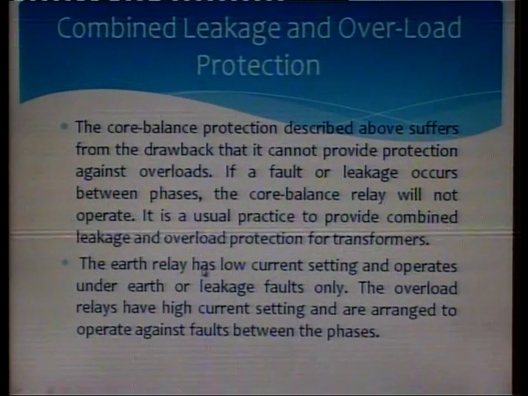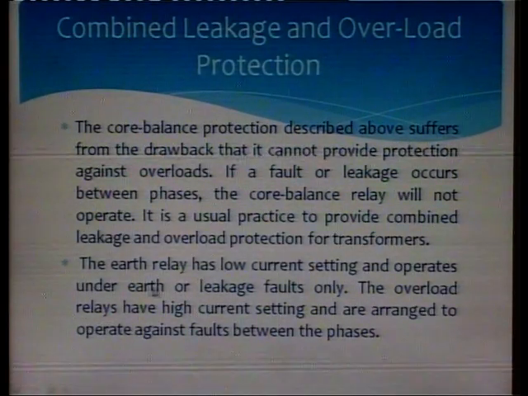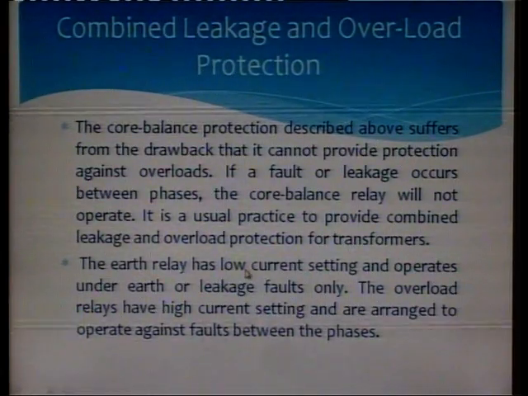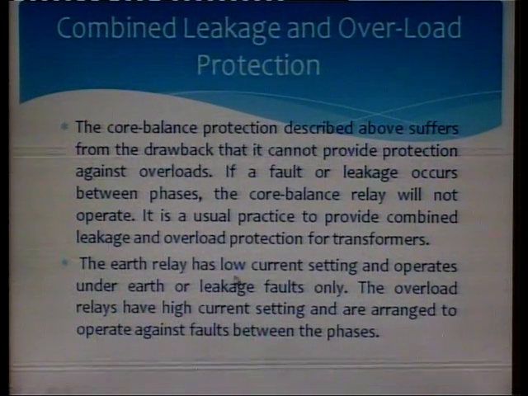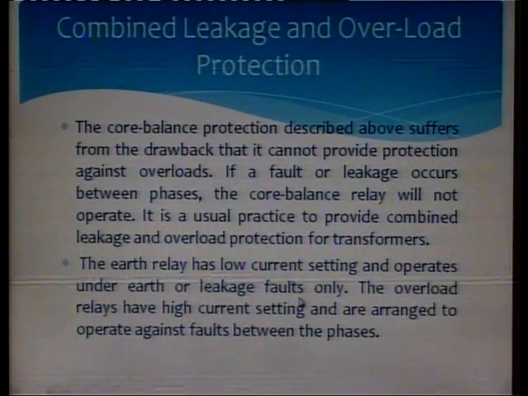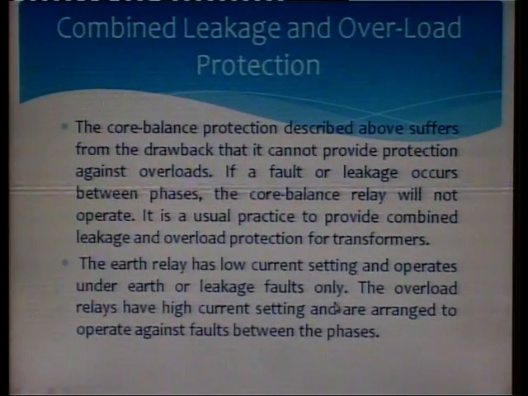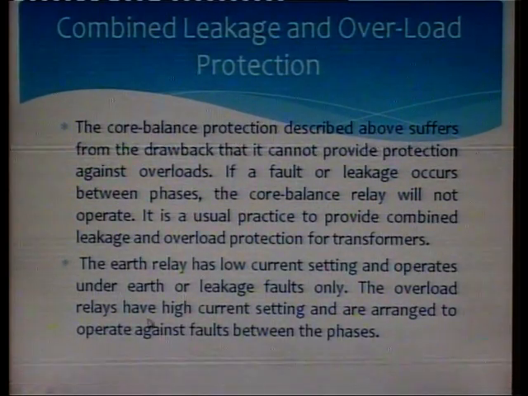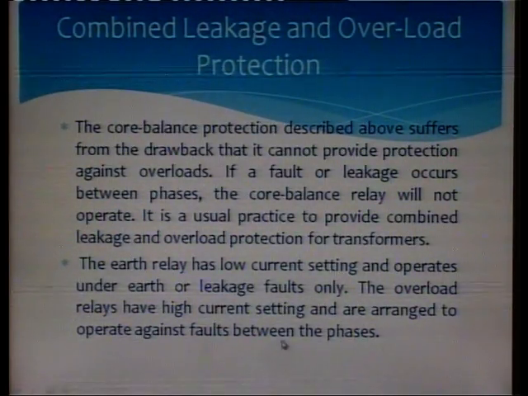So, here we have two types of relay. Now, first is the earth relay, which has a low current setting because the value of the earth leakage current is small as compared to the short circuit current. So, we are using an earth relay having a low current setting and it operates under earth or leakage faults only. And the second relay is an overload relay. Now these relays have a high current setting and are arranged to operate against faults between the phases.